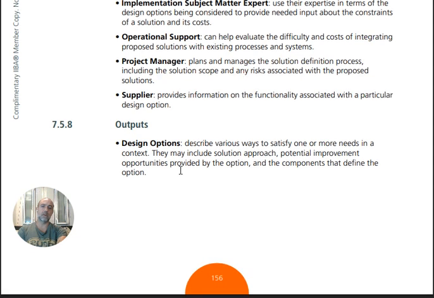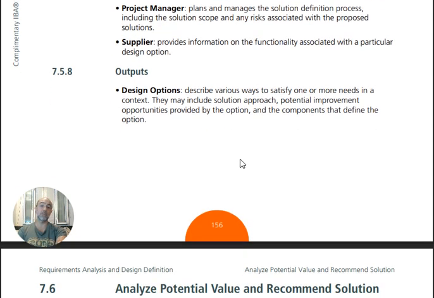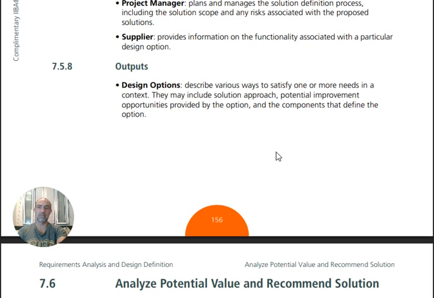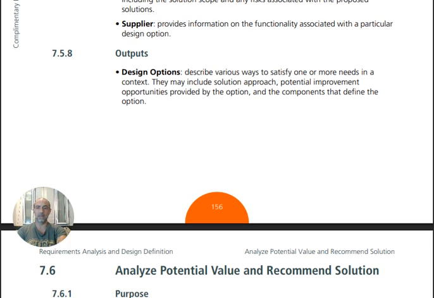And what are the outputs? The design options, where you describe various ways to satisfy one or more needs in a context. They may include solution approach, potential improvement opportunities provided by the option, and the components that define the option. Look at that. That's basically defining the design options.